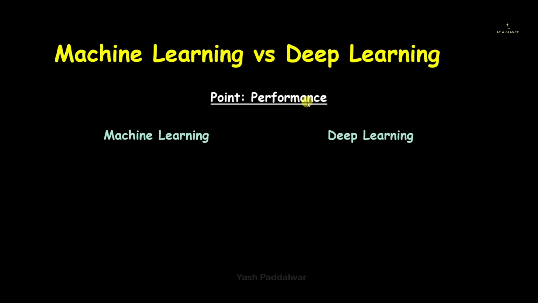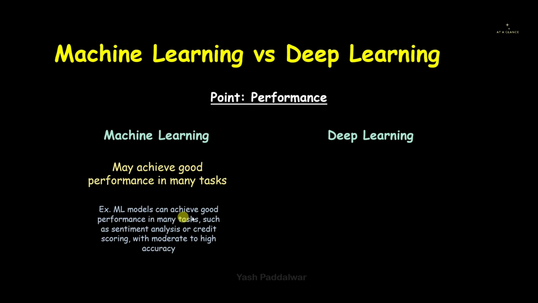Now let's move on to another point, which is performance. When it comes to machine learning, it provides good performance in many tasks, right from simpler domains to relatively moderate domains. For example, in sentiment analysis or credit scoring, it gives moderate to high accuracy. But machine learning cannot perform well when it comes to specific domains, which are covered by deep learning.